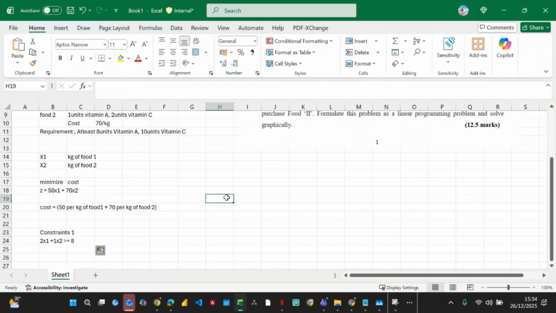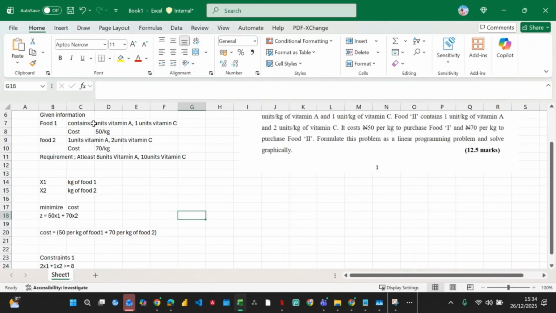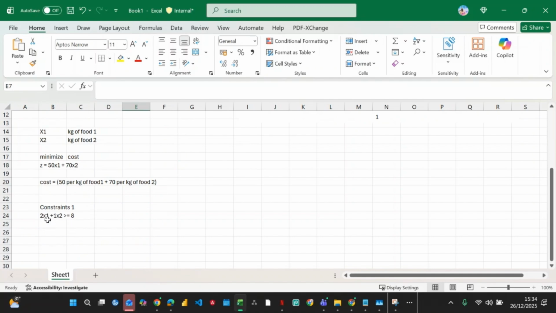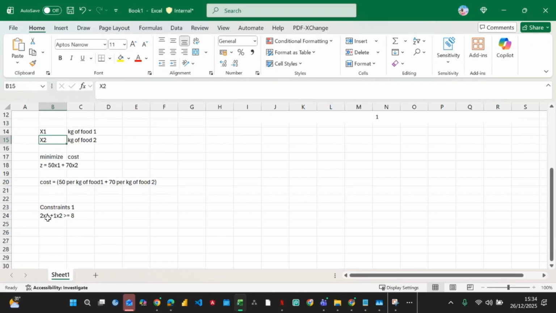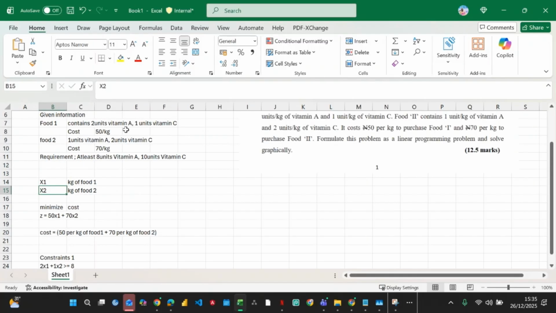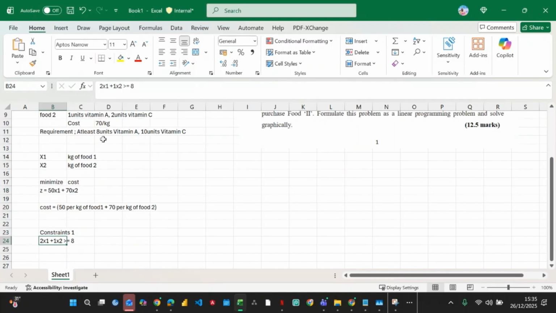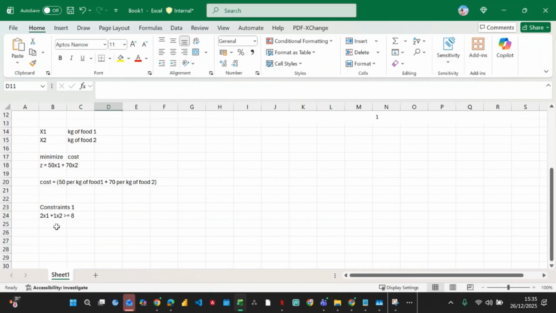Sorry, this is going down. I need to just reference this guy. So you can see the two here is for the vitamin A, and the one is for the X. Remember, X1 is food one, and X2 is food two. So now we have two and one. That's where we have this, and at the end of the day we have eight here.